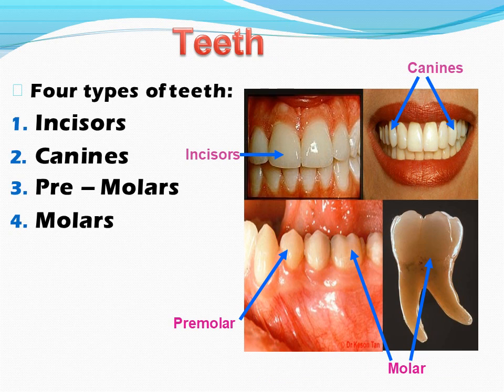The teeth, which help us to chew or break down the complex substances into simpler substances, are of four types. They are commonly named incisors, canines, premolars, and molars.